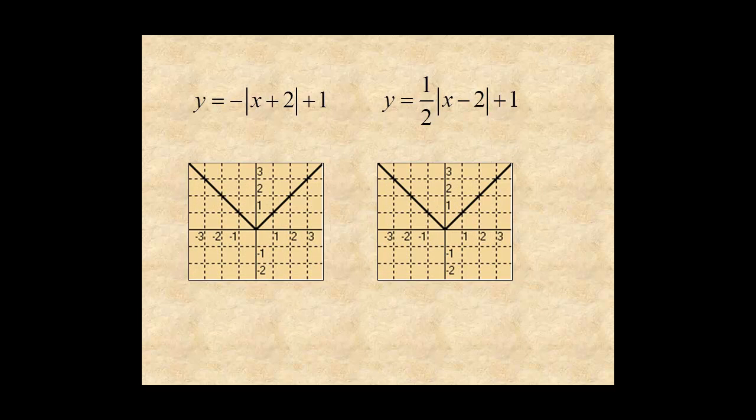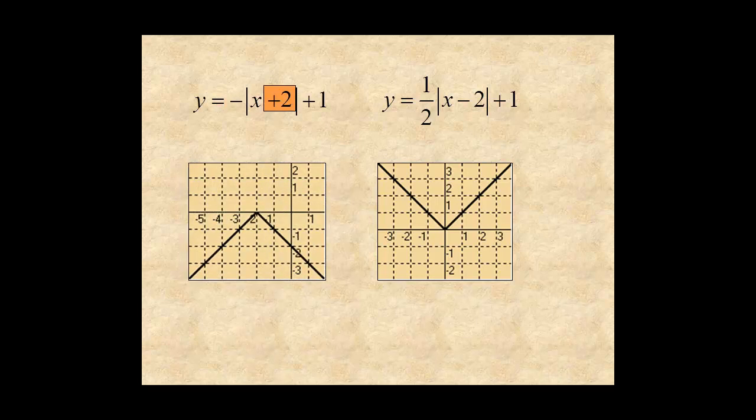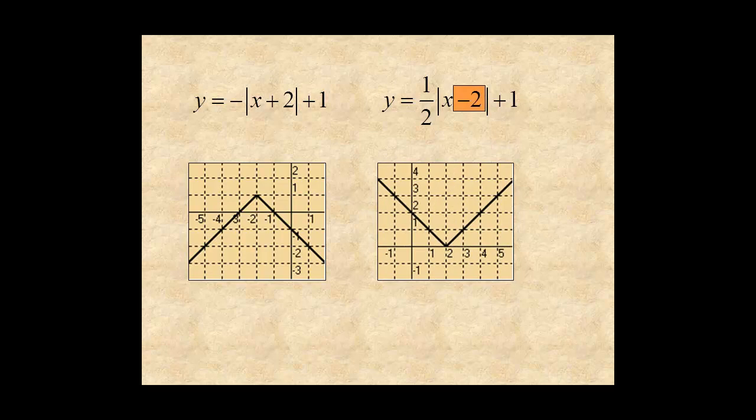You can use combinations of transformations to create complex variations of the parent function. For example, in the first graph, a function is reflected across the x-axis, then translated 2 units left and 1 unit up. In the second graph, the function is translated 2 units right and 1 unit up, and compressed by a factor of 1/2.